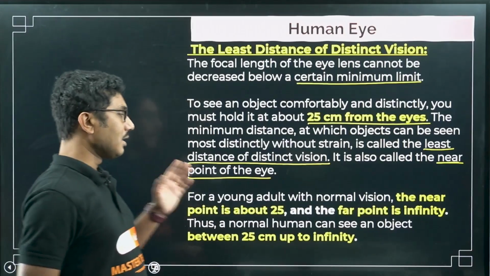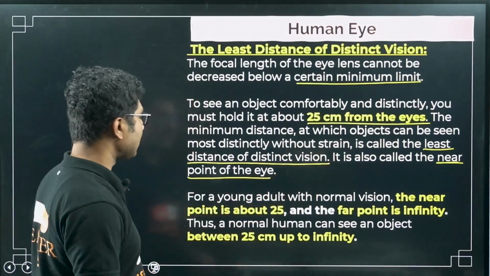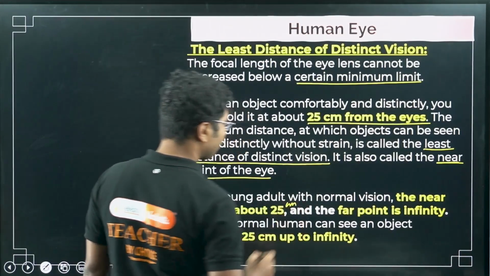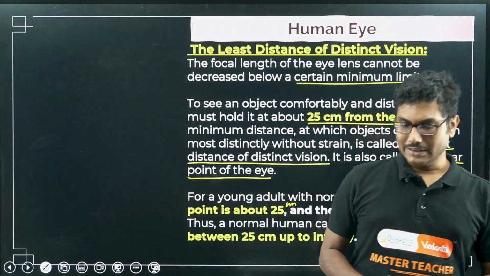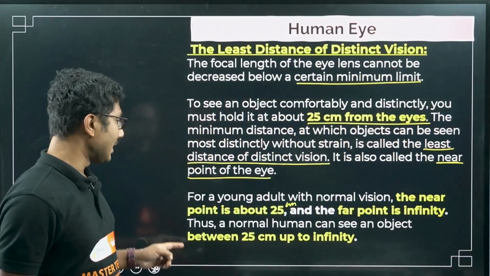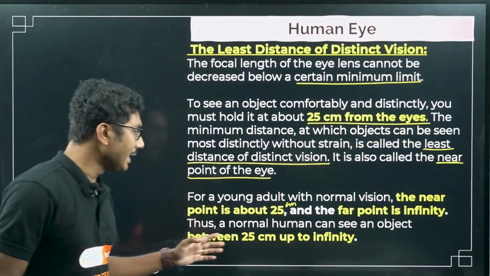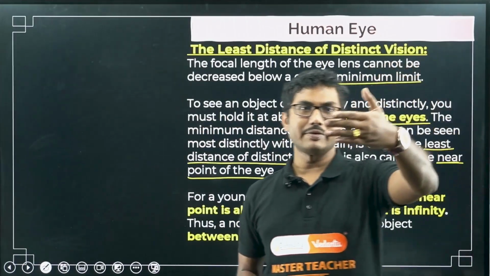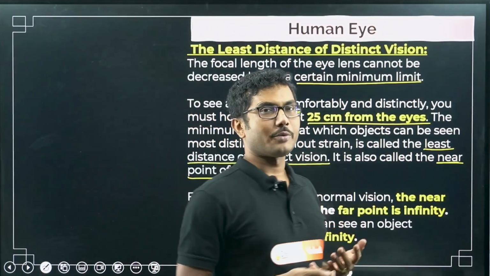For a young adult with normal vision, the near point is about 25 centimeter. And the far point is infinity. So what is the meaning of that? The meaning of that is, a normal human can see an object between 25 centimeter up to infinity. So anything kept between 25 centimeter and infinity, you can see using your normal eye.